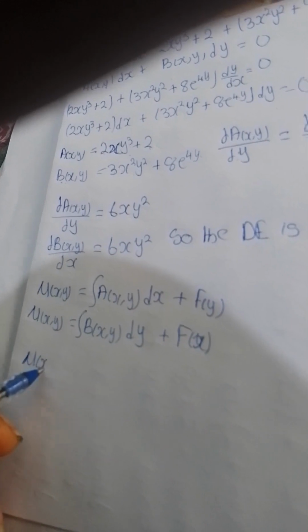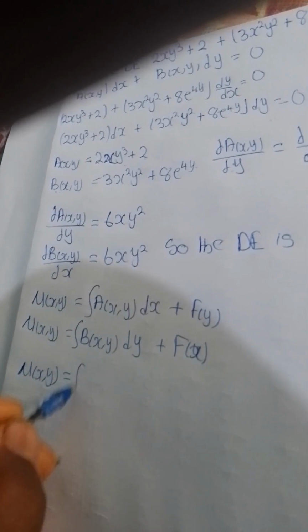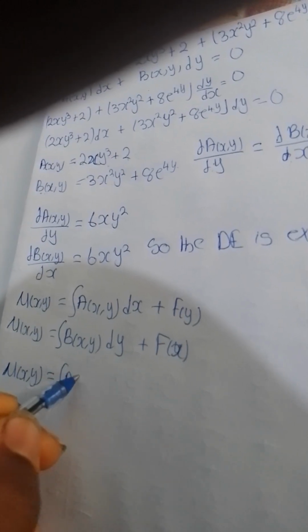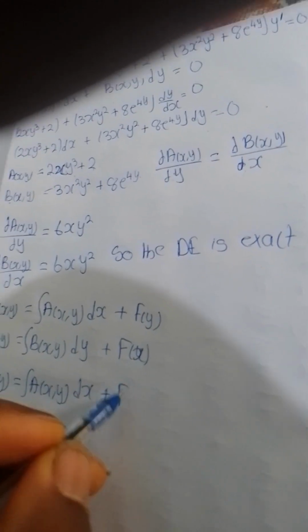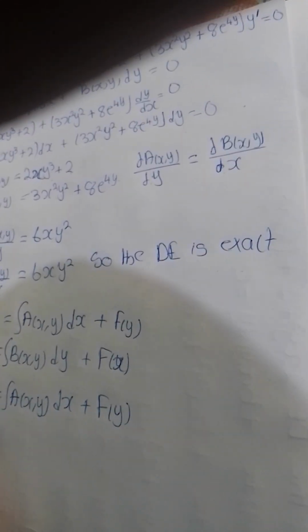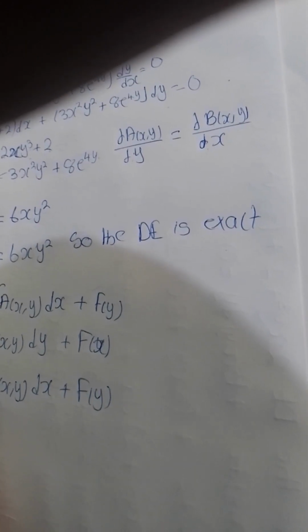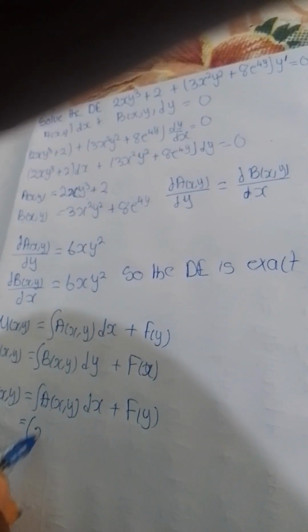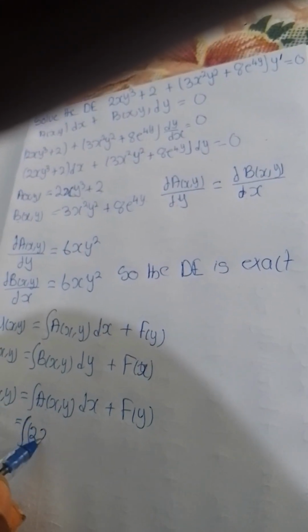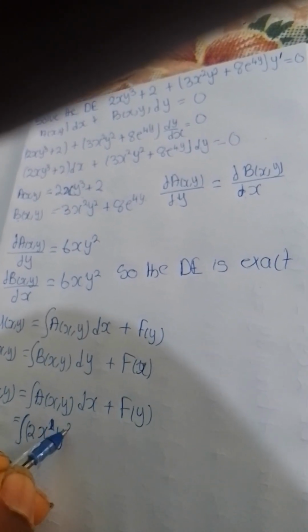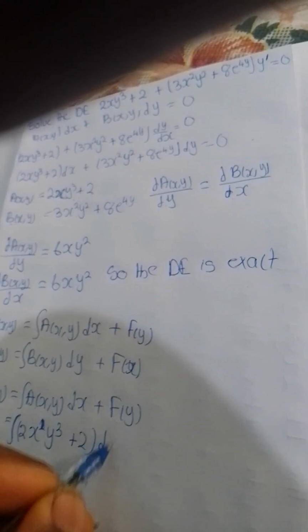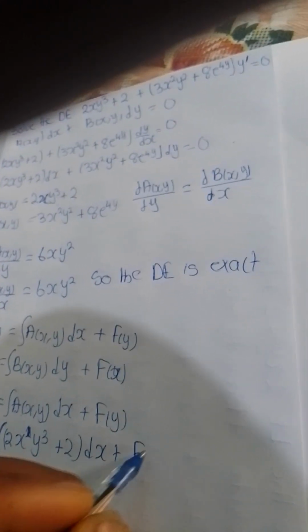So I'll let mu of x,y be equal to the integral of a of x,y with respect to x plus f of y. This will be equal to the integral of a of x,y. My a of x,y is this, that is, the integral of (2xy^3 + 2) dx plus a function f of y.